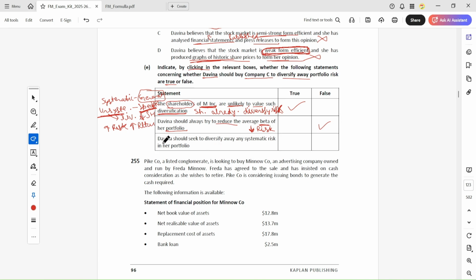Okay. Next is Joanna should seek to diversify away any systematic risk, which is general risk. General risk cannot be diversified. General risk affects all companies, like an economic downturn, so this cannot be diversified by using the portfolio. So the general risk cannot be diversified. So this is incorrect. False.